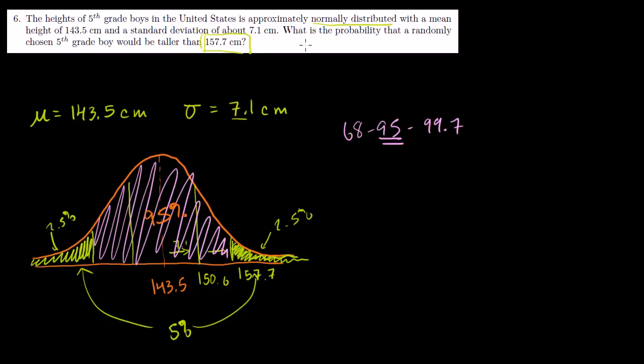So to answer the question, what is the probability that a randomly chosen 5th grade boy would be taller than 157.7 centimeters? That's literally just the area under this right part, this magenta part that I'm coloring right now. And we just figured out it's 2.5%. So there's a 2.5% chance we'd randomly find a 5th grade boy who's taller than 157.7 centimeters, assuming this is the mean, the standard deviation, and we are dealing with a normal distribution.